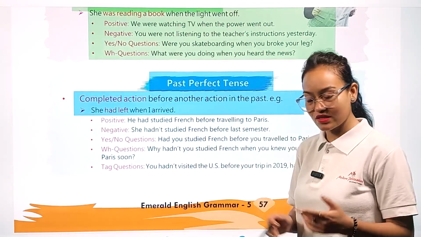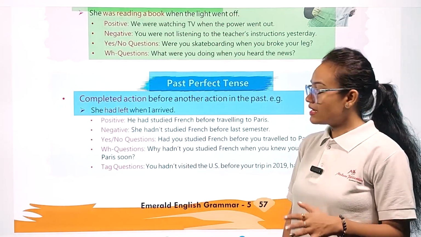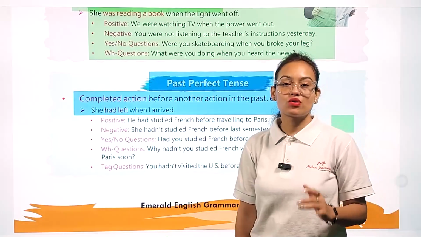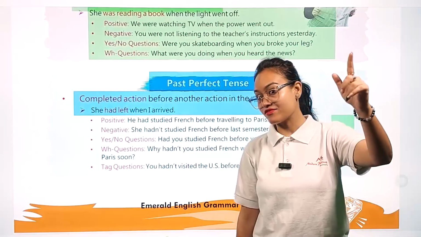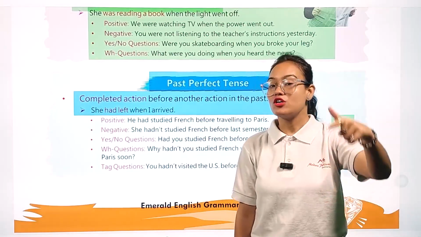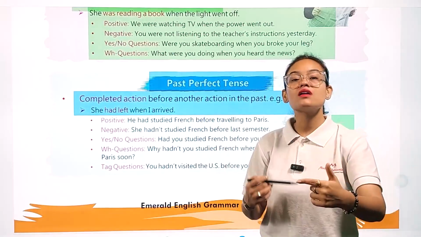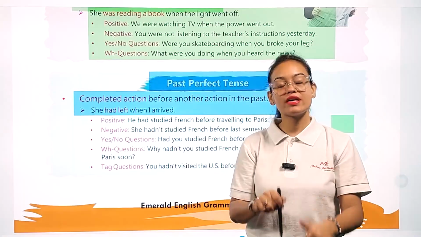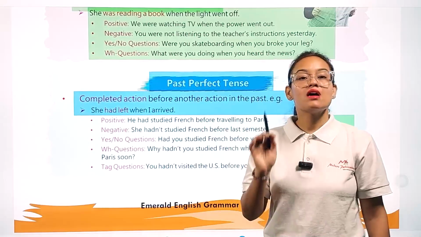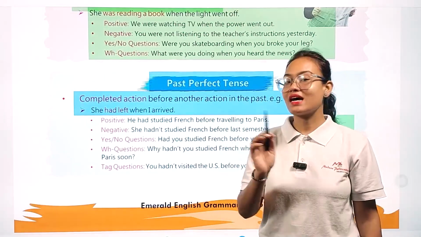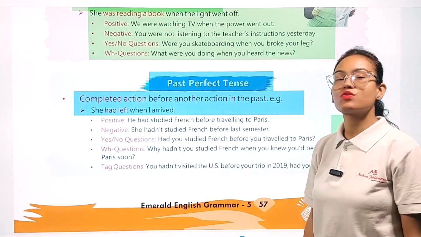Here, my dear student, in this sentence two actions are ongoing, right? She had left. She had left when I arrived. So here, left and arrived, these two action words are happening at the same moment. So my dear student, whenever two actions are ongoing simultaneously, but one of them is completed and the other one is still ongoing, in this case we are going to use our past perfect tense.